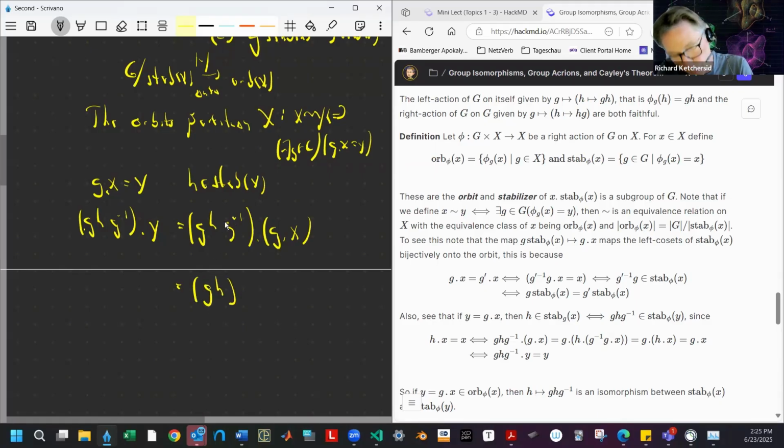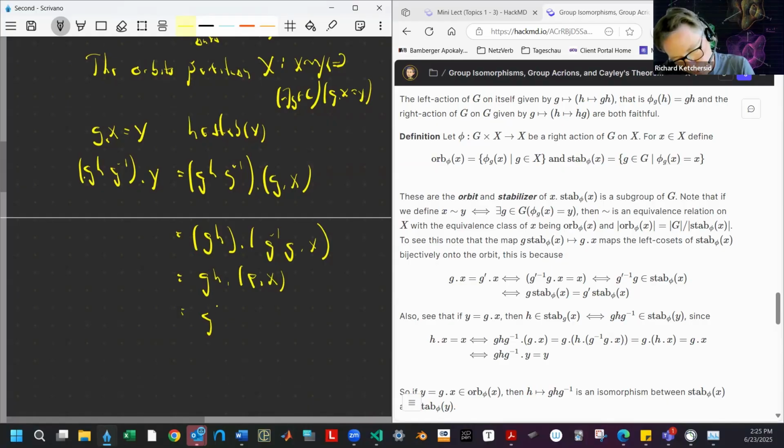Now we're using two things: associativity in the group, and this kind of associativity for the dot. So dot g inverse g dot x, like that. And so this, of course, is gh dot. Now what is this? Well, I'll write it all out carefully. This is e x, but e dot x is just x. So this is gh dot x, so this is g dot, h dot x. But h was in the stabilizer, so this is just equal to x, so this is g dot x, and so that is y.